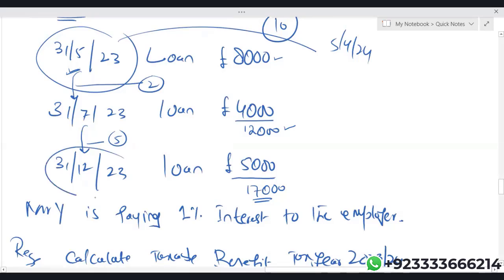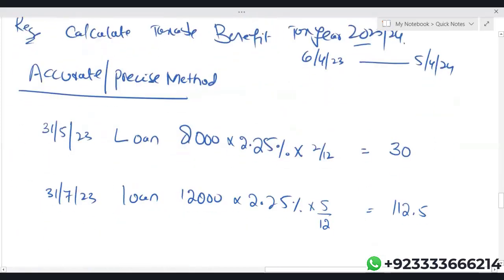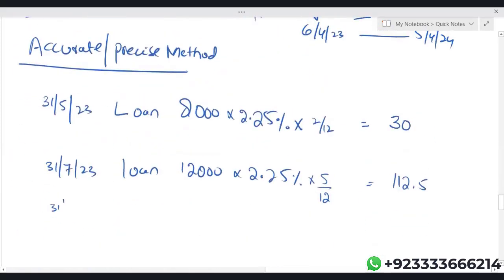From December 23 till 5th April 24, the time period, the gap is of 3 months, because the tax year ends on 5th April 24. Now the loan amount is 17,000 into 2.25%, 3 by 12. Let's use the calculator.